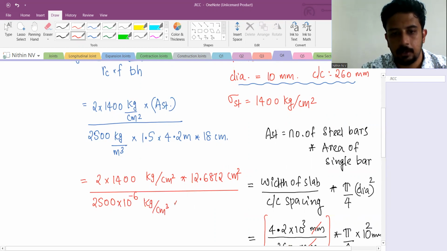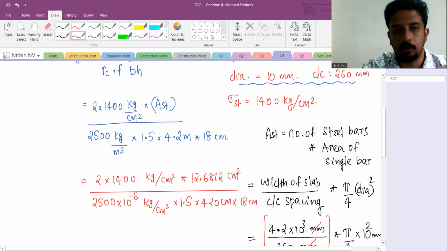Now, into 1.5, which is the F value, no unit. 4.2 meter, converting to centimeter, 420 centimeter. 18, that's it, centimeter only, no issue. Now let's check. Centimeter square gets canceled. Kg cancels.